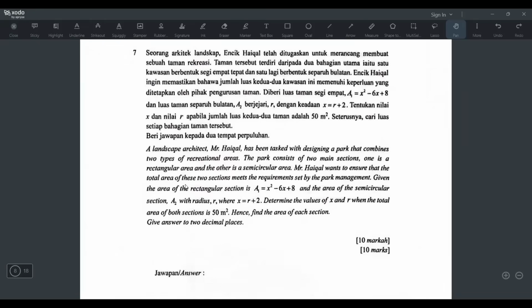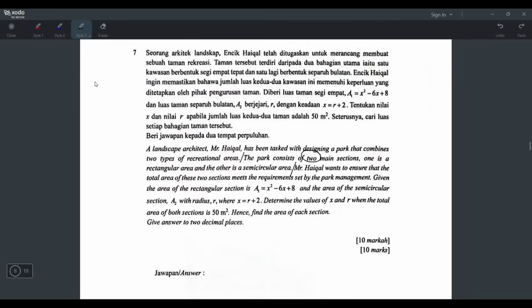Okay, let's do number 7. Okay, I need to know what chapter first. Okay, I need to read first. A landscape architect, Mr. Haikal, has been tasked with designing a park that combines two types of recreational areas. So you want to make a park, design a park, but there's two types. Okay, the park consists of two main sections. Okay, one is a rectangle area and the other is a semicircular area.